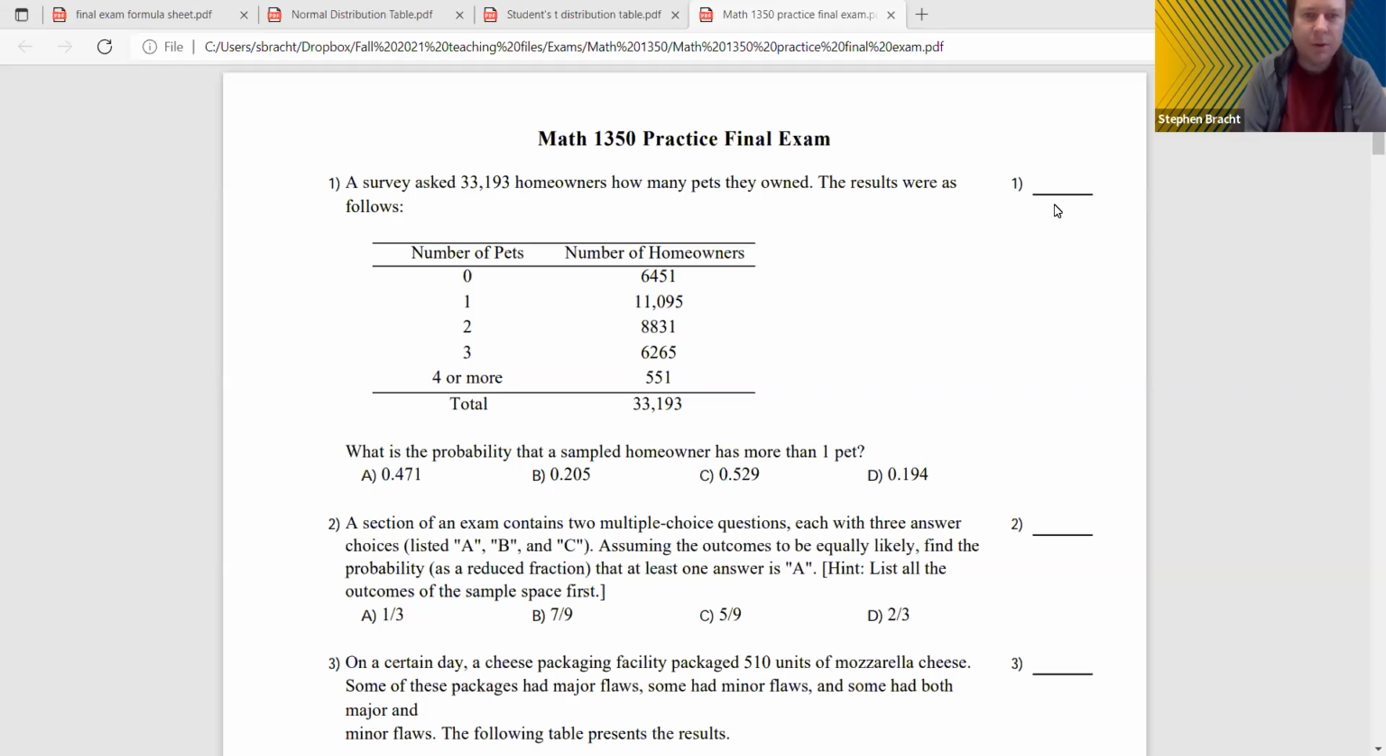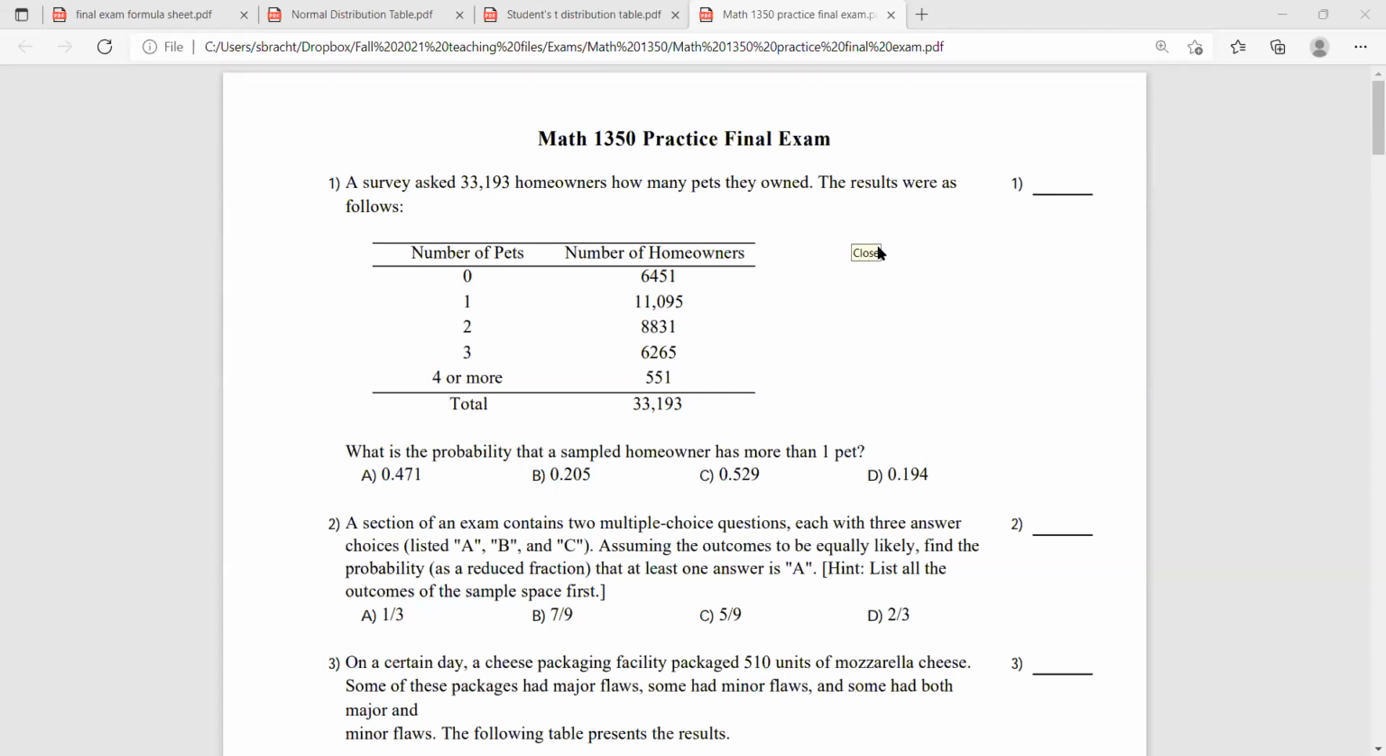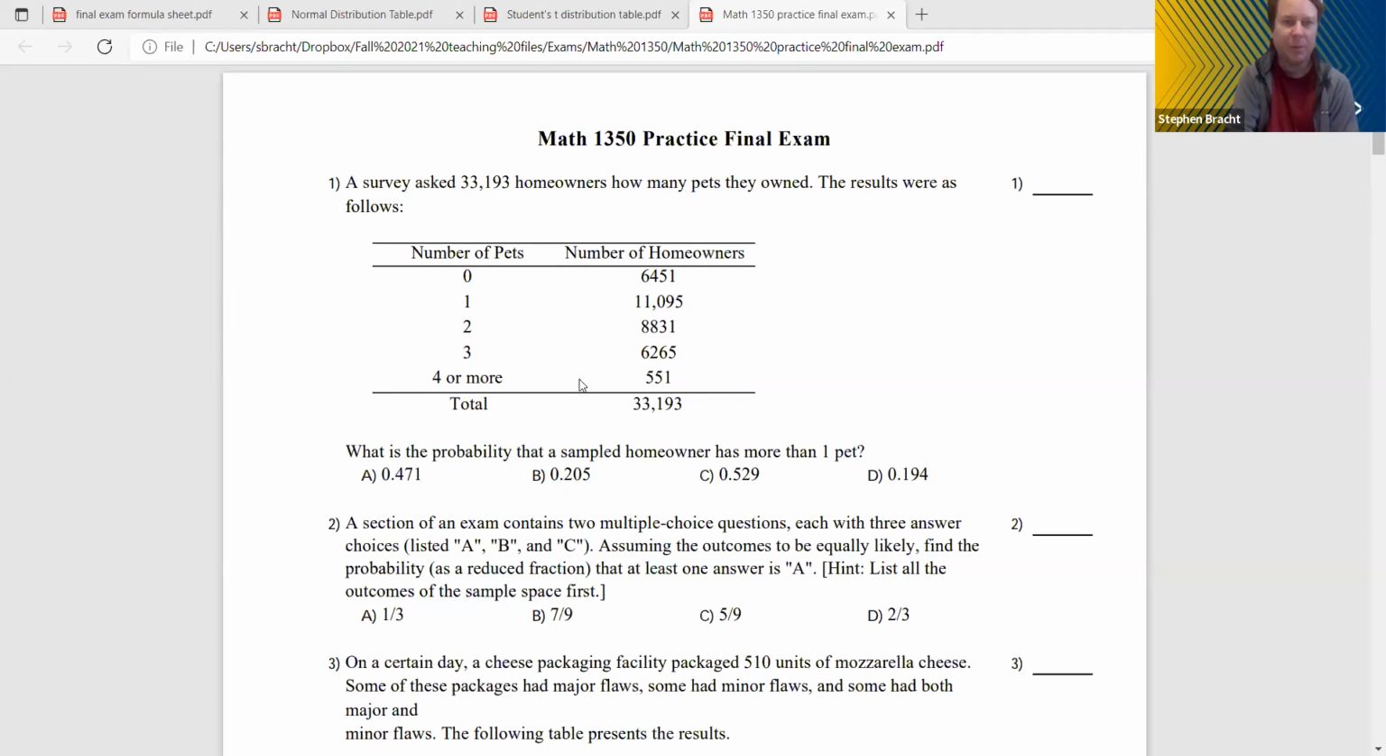All right, so let's go ahead and start going through the practice final here. Question number 1, a survey asked 33,193 homeowners how many pets they owned. And the results were as follows. All right, so we've got this table here. It says, what is the probability that a sampled homeowner has more than one pet?